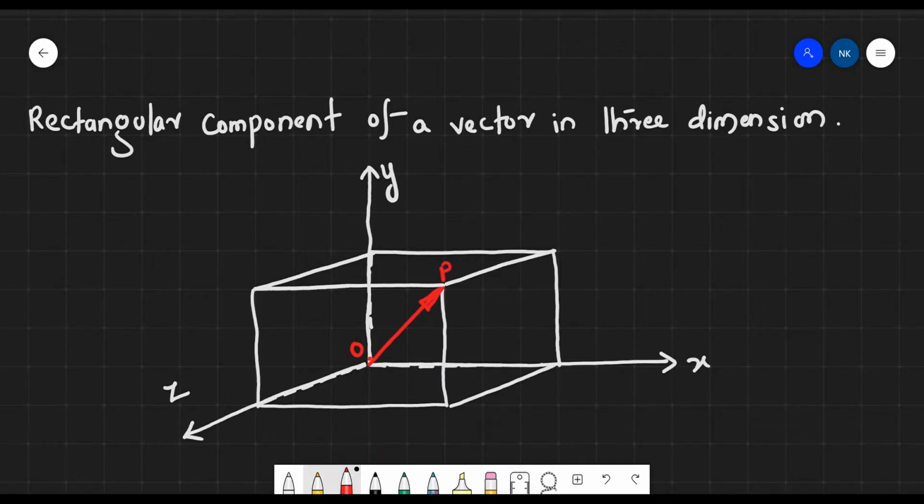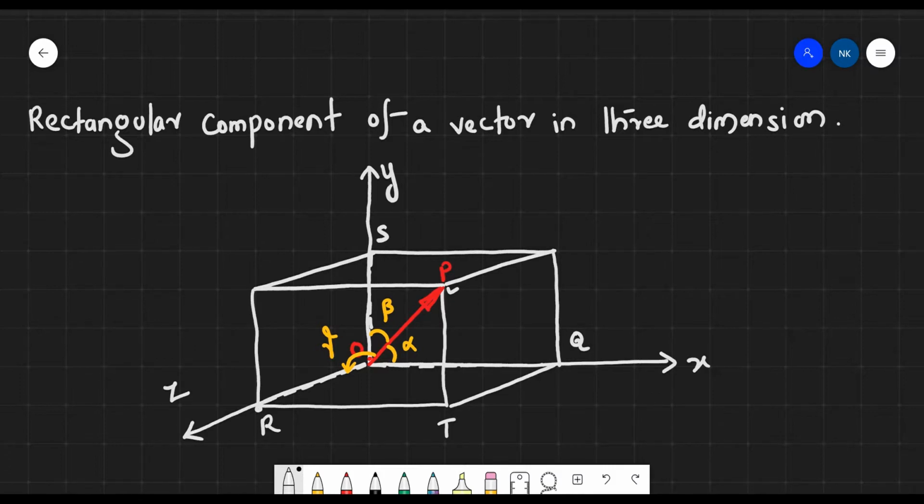Now this OP vector is making angle alpha with respect to x-axis, beta with respect to y-axis, and gamma with respect to z-axis. Alpha, beta, gamma, these are the angles made by this vector. Now let me name this point as R. Let me name this as T, and here already the name is there as P. Let this be Q, and let this be S.